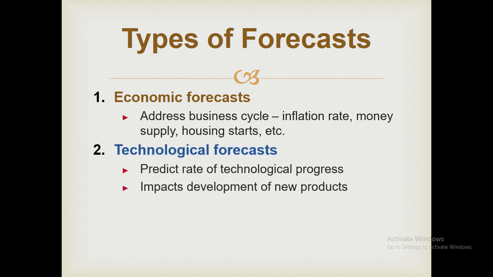We also have the technological forecast, no? Very common. It predicts the rate of technological progress and its impact on the development of new products. A very good example is gadgets, especially cellular phones. Within 3 months, or 6 months, a company introduces a new model, because their research and development is well-funded. They are always competing, improving their existing products so that they have something better to offer. So the competition when it comes to technology is intense.